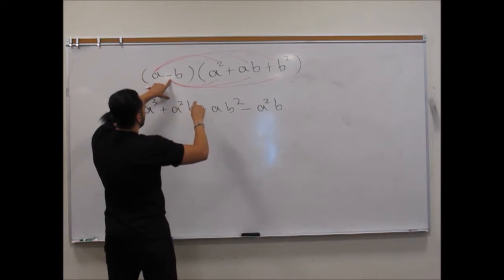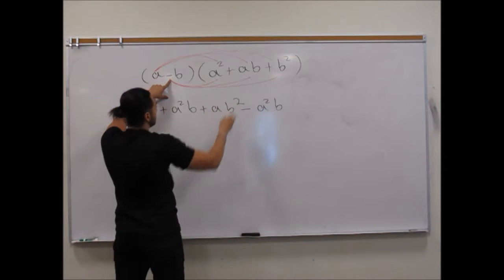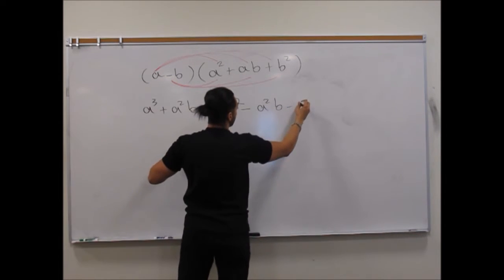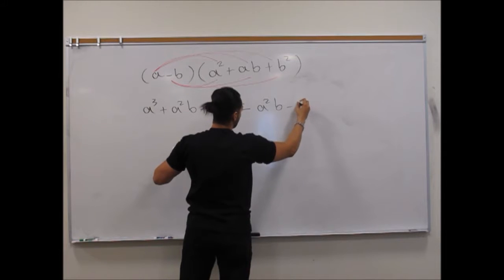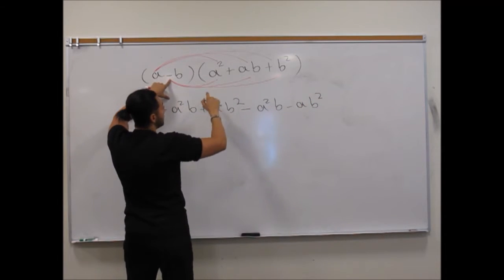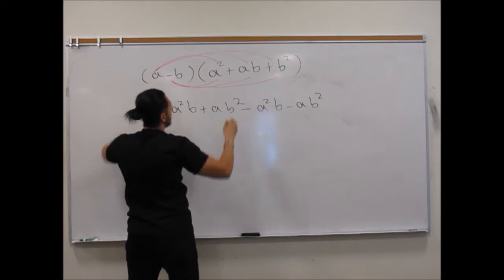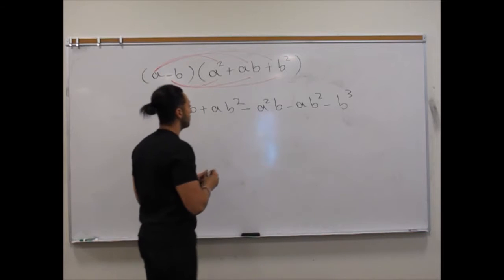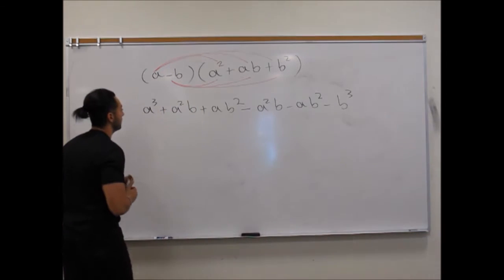So then moving on, negative b times ab. The b's would combine to give you a b squared, right? So you get a negative ab squared. And finally, negative b times a b squared would give us a negative b cubed. And then you just want to see what you could combine together right now.